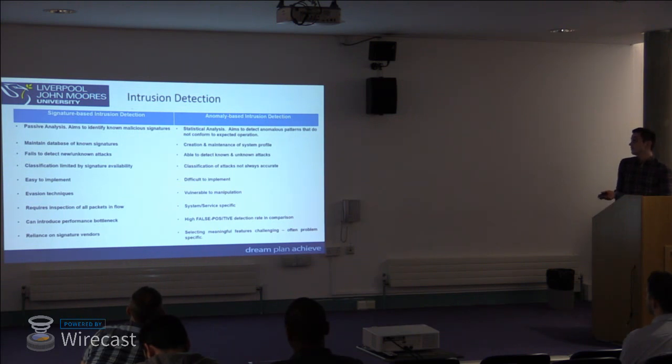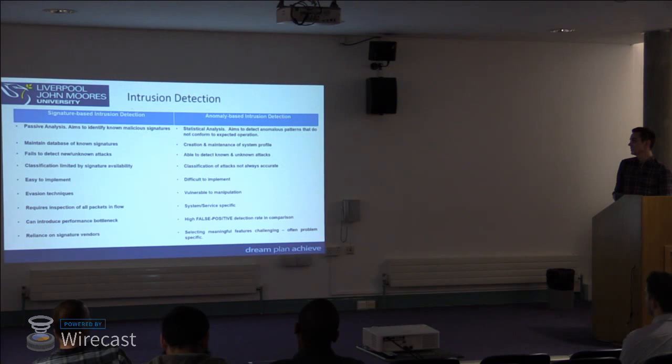So by that, we've recently seen a lot more work around anomaly-based intrusion detection. This is statistical analysis that aims to detect anomalous patterns that don't conform to expected operation. The expected operation is maintained in terms of a trained profile. So in that sense, we need to create and maintain a system profile, which can take a long time. This suggests it can detect known and unknown attacks, because they don't rely on signatures, they're more behavioral. You can say, okay, well, this is anomalous. It's not normal. The problem with that is classification of these attacks is not always accurate. You don't always get an accurate reading on what this is.